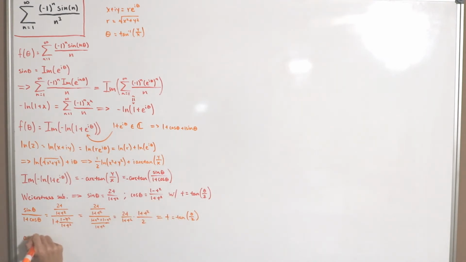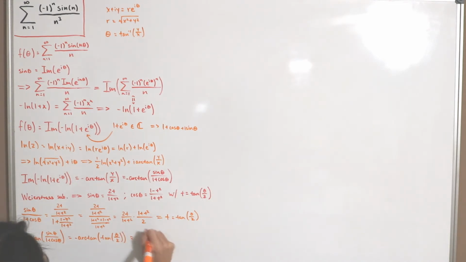So that means overall, arctangent of sine theta divided by 1 plus cosine theta is simply going to equal the negative, I forgot to put that down, that's negative. So negative arctan of tangent of theta divided by 2. The arctangent and tangent cancel, and so you're left with just negative theta over 2.